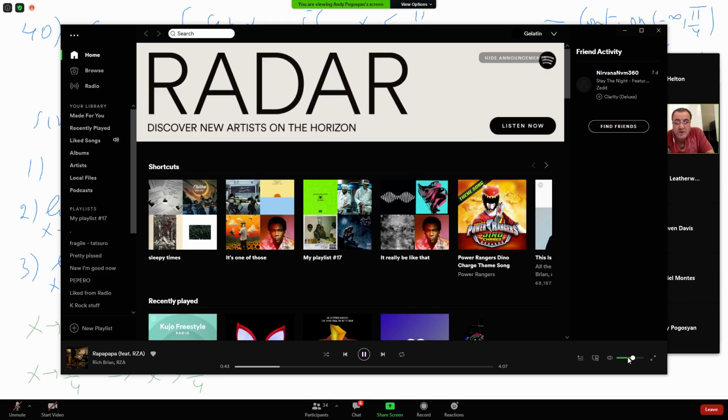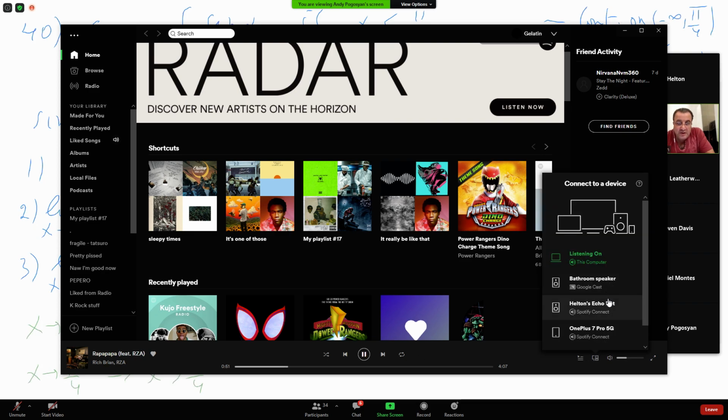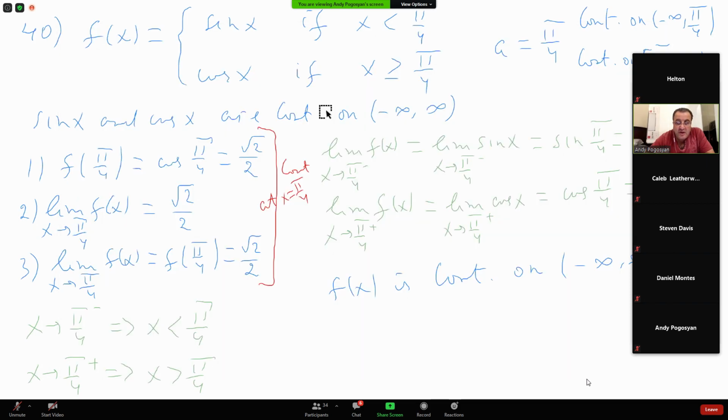So we show that from the left and from the right, it goes to the same point. The function value is the same. So the limit exists, the function value exists, and they are equal to each other. And on the rest of the intervals, sine x and cosine x are continuous. So f of x is continuous on negative infinity to infinity. Okay, any question?